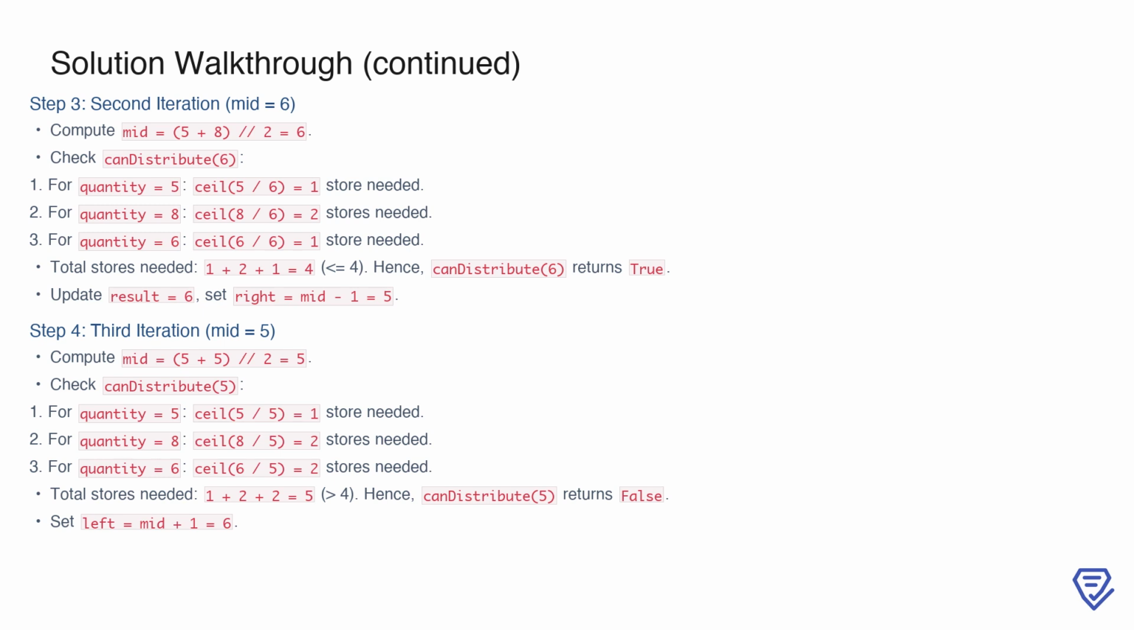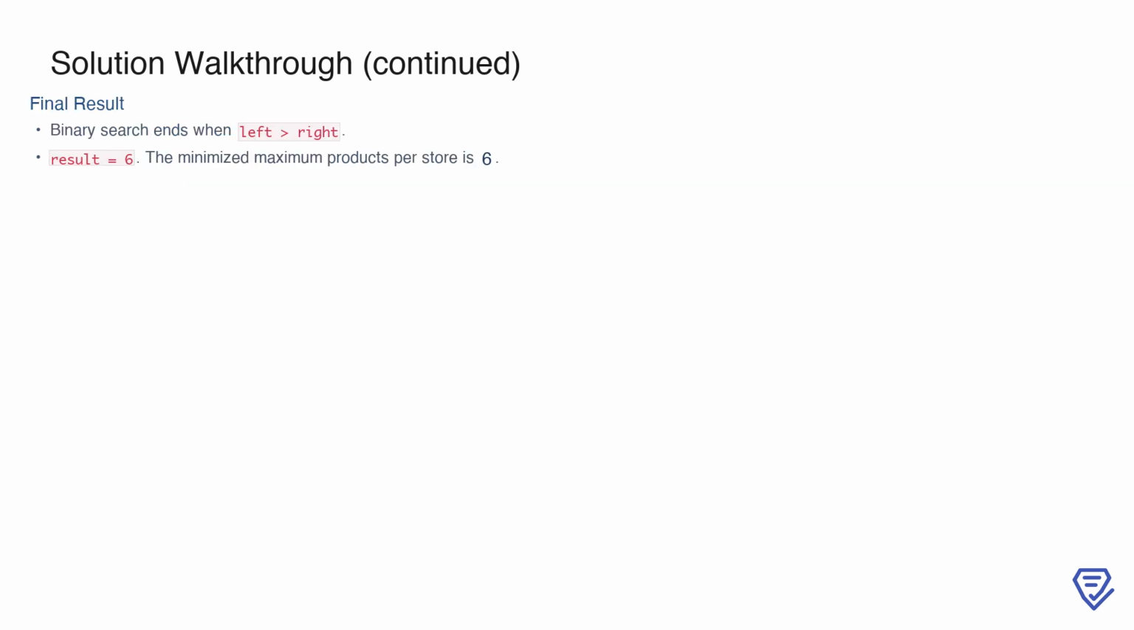We then set left to mid plus 1, which is 6. At this point, the binary search concludes as left is greater than right. The final result for this example is 6, meaning the minimized maximum number of products per store is 6. This approach ensures an optimal solution by efficiently narrowing down the search range while validating feasibility at each step.